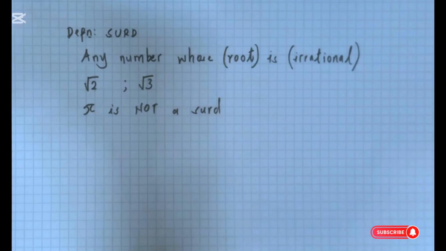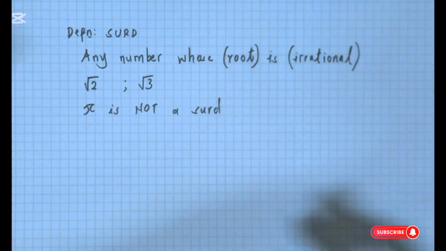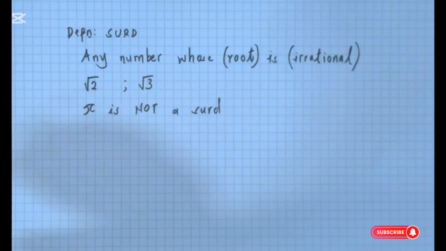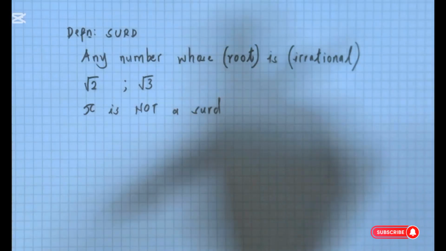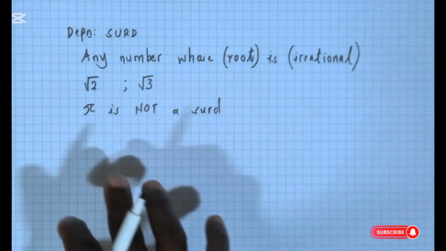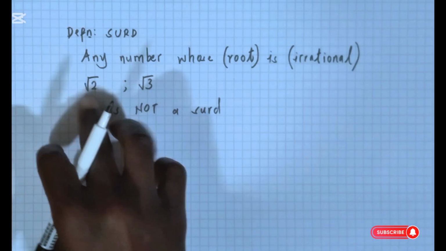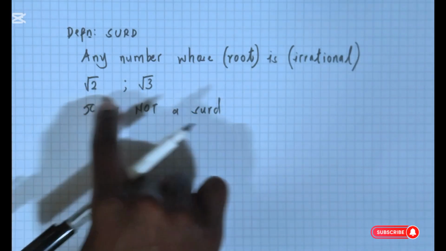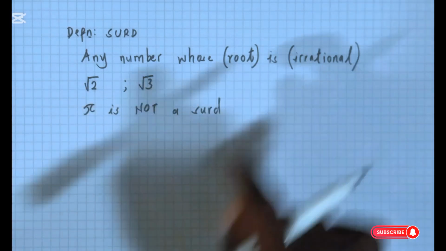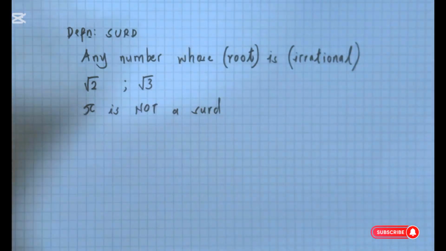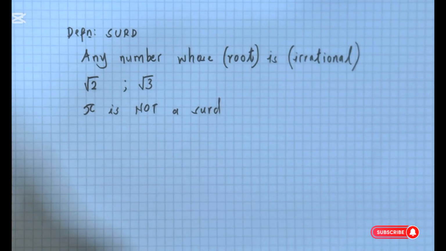So basically, for you to understand what a surd is, you have to have a better and proper understanding of what rational and irrational numbers are. But the most important thing is that you should be able to spot them. Most surds always have the root sign, and when you find the roots of those numbers, you find that they are irrational. That is what a surd is.